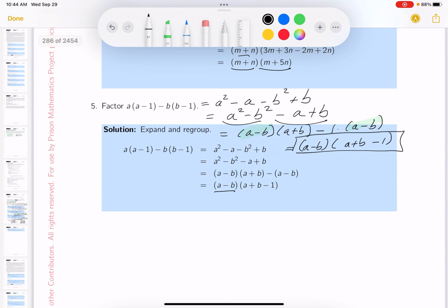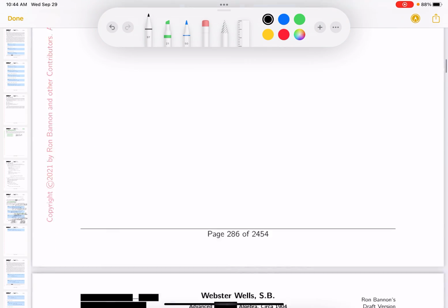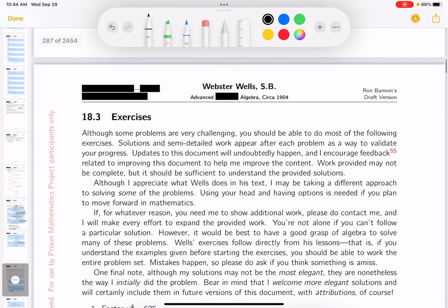I see the a minus b. I see the a plus b minus 1. I'm feeling good about it, all right? So what do you need to do? You need to reinforce it. What do you mean by reinforcing? Do the exercises. Whoops, I keep doing that, don't I? Do the exercises, all right?